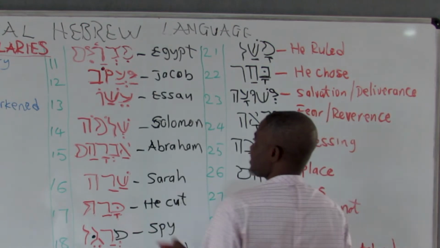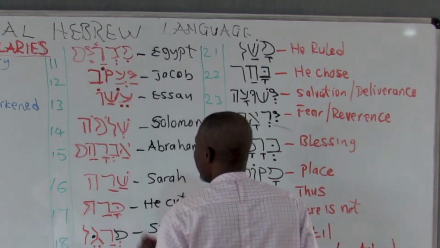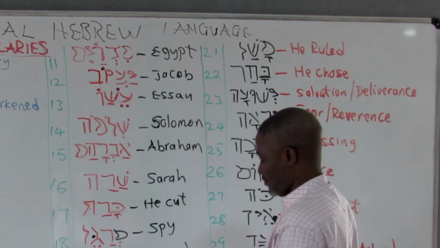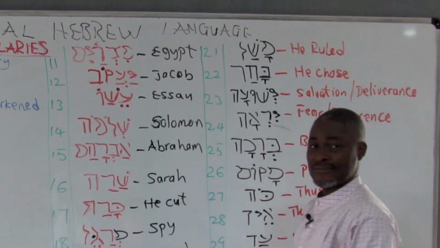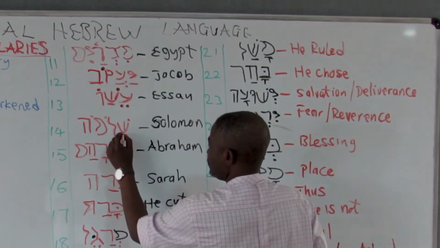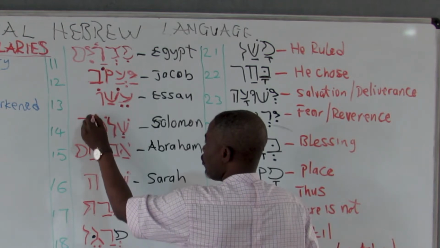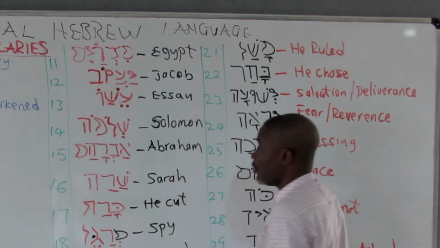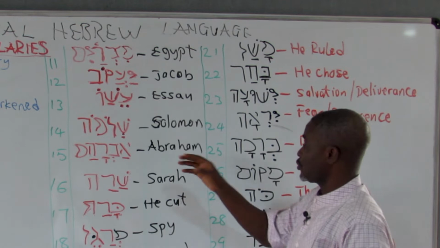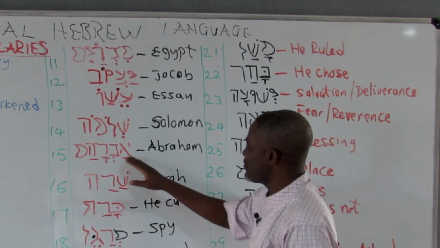The next one is Esau. And then next you have Shelomo, which is Solomon. Shelomo, Solomon. The next, Avraham.